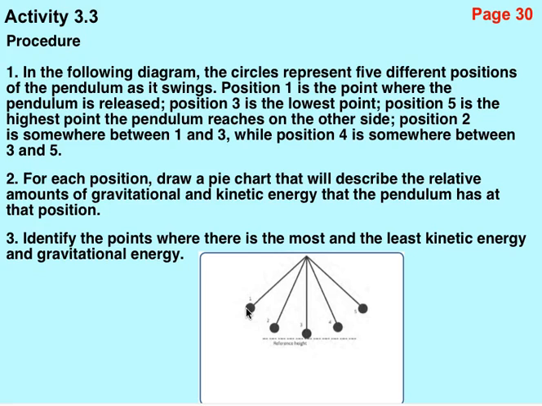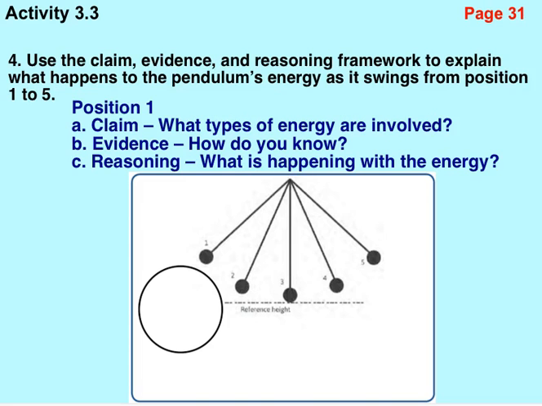So for each of these positions, you are going to draw a pie chart like we did in Activity 3.2. And that pie chart should describe the relative amounts of GE and KE that the pendulum has at that position. Identify the point where there is the most and the least amount of kinetic energy and gravitational energy. And number 4, the final direction says, use the claim, evidence, and reasoning framework to explain what happens to the pendulum's energy as it swings from position 1 to 5. We're going to do one together, and then I would expect you to finish these up on your own.